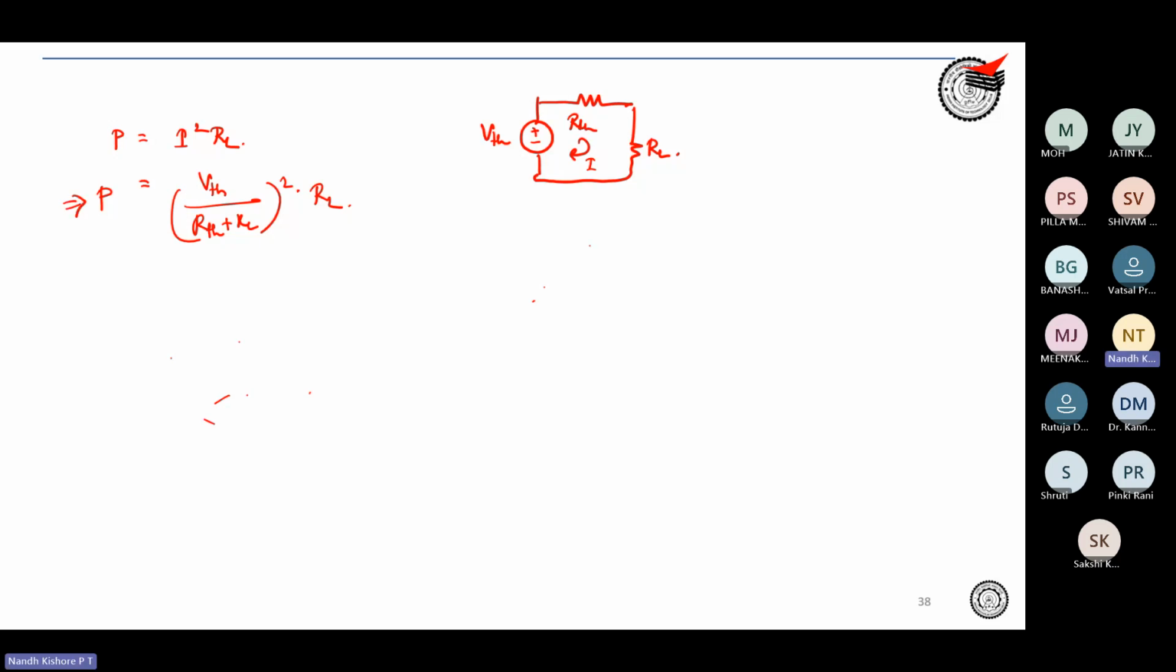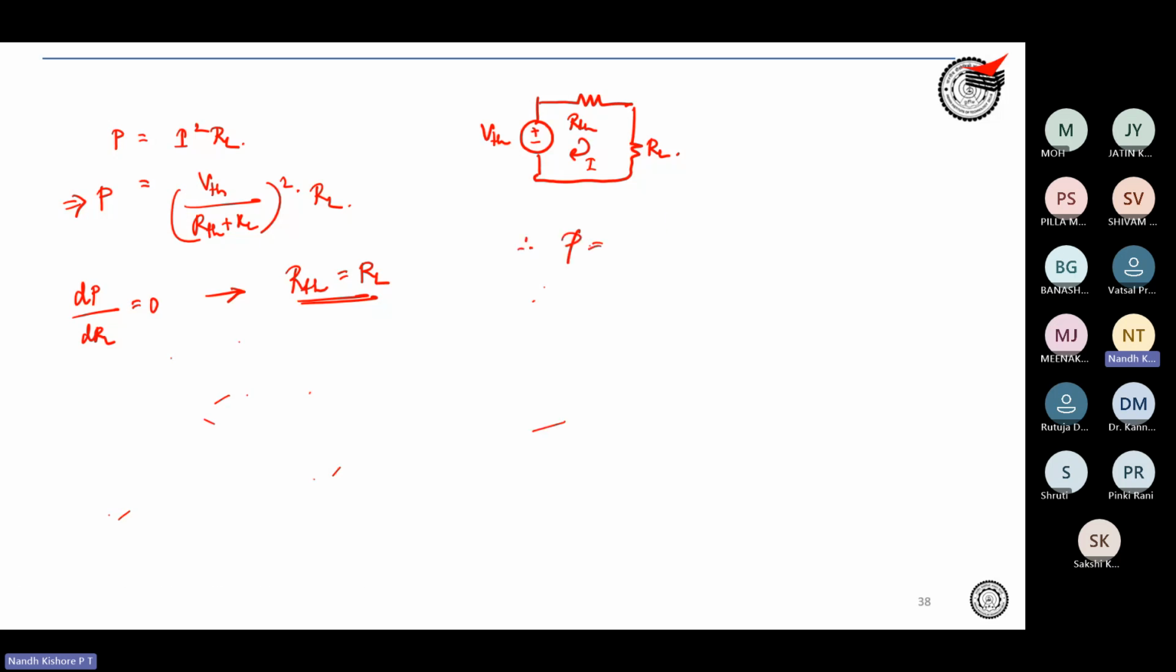So in order to get maximum power, what should be the value of resistance? You should differentiate the power with respect to RL, equate it to 0. It turns out that if you do this, you will find that RTH equal to RL. That is, if your load resistance is the same as your Thevenin resistance, you will be able to transfer maximum power.